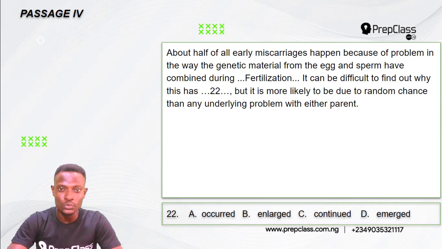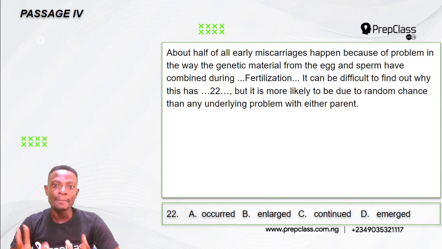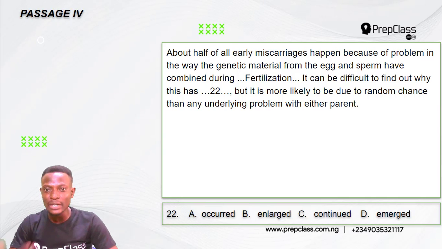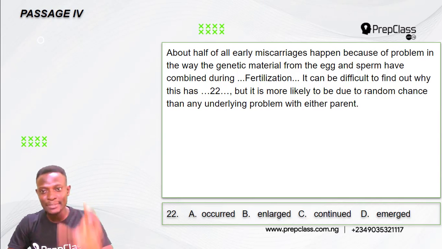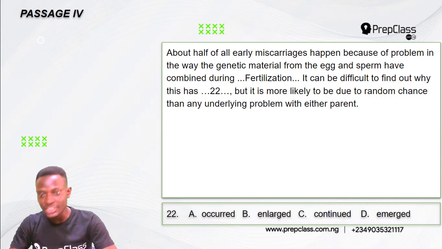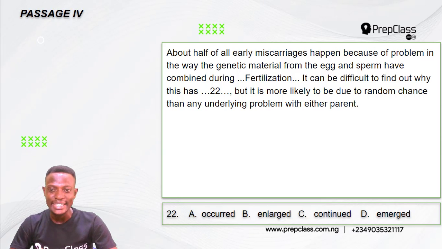Right, moving on, question 22. About half of all early miscarriages happen because of problem in the way the genetic material from the egg and sperm have combined during fertilization. It can be difficult to find out why this has dash. A. It can be difficult to find out why this has occurred. B. It can be difficult to find out why this has enlarged. C. It can be difficult to find out why this has continued. D. It can be difficult to find out why this has emerged.